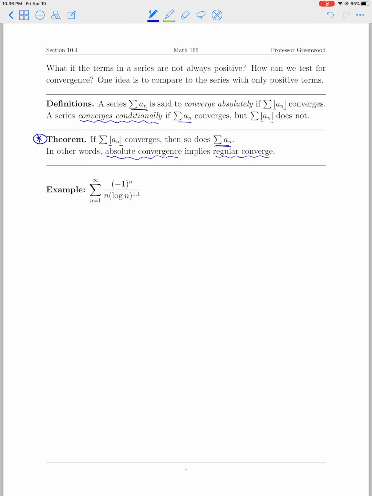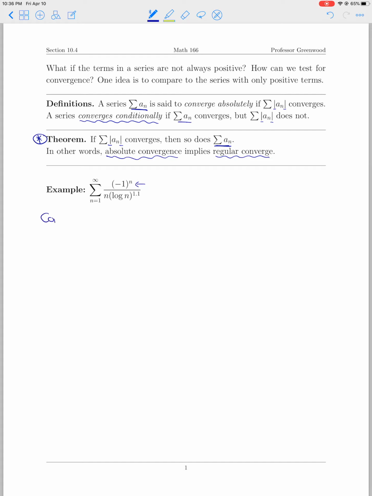In this case, we have the sum from n equals 1 to infinity of (-1)^n over n times (ln n)^1.1. And so this (-1)^n, of course, is making it alternate between plus and minus terms. And so that would mean that we're not allowed to use things like the direct comparison test or the limit comparison test or the integral test as written, because this does not have only positive terms.